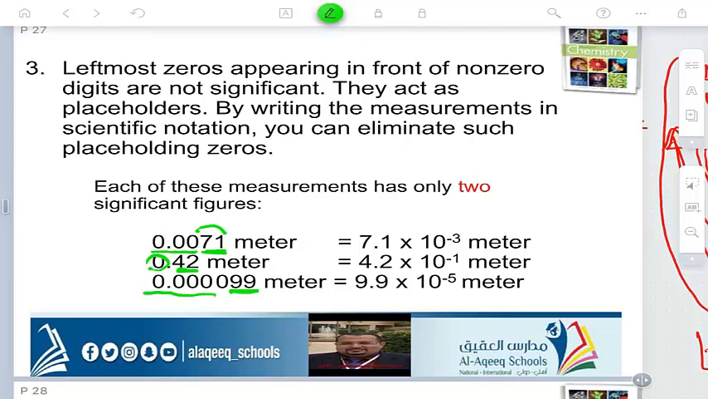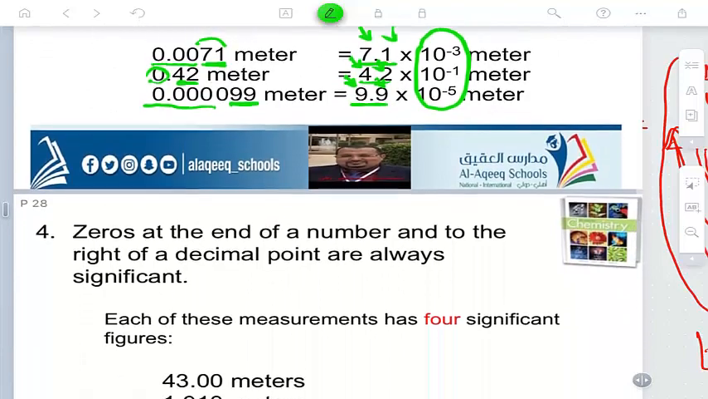If we represent any of these numbers in scientific notation, we count the values here as 2 significant figures as well. 2 significant figures as well. 2 significant figures as well. We are talking about the coefficient here. What about the exponent? We don't count it at all. This is rule 3.